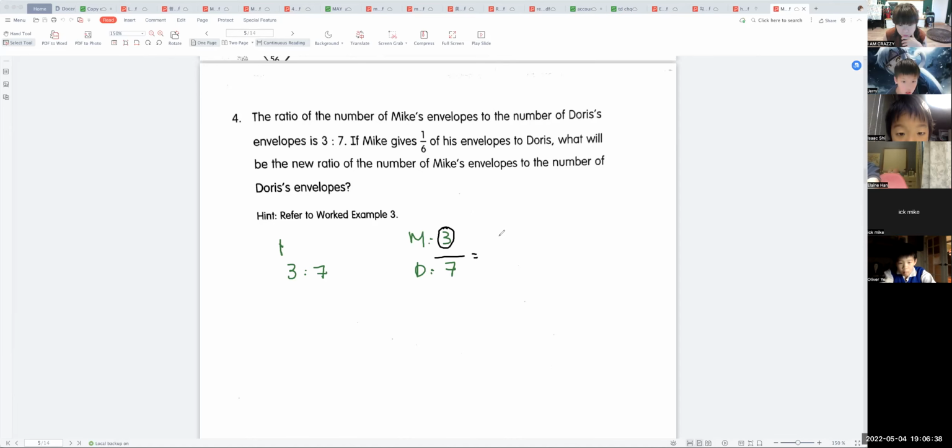I'm going to just make it bigger. Let's just make a guess. Mike has 6 and Doris has 14, because on that base, it's still going to be 3 to 7 if calculating as a ratio. So 1/6 is being deducted, which means -1 plus 1. So the answer is 5/15. Is that all? No, it's 1/3.